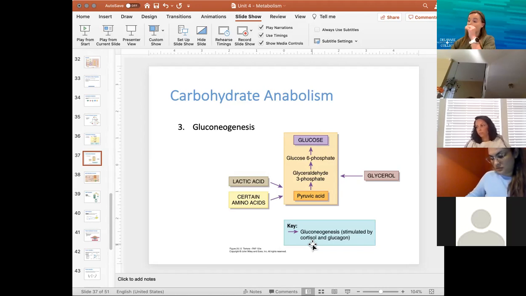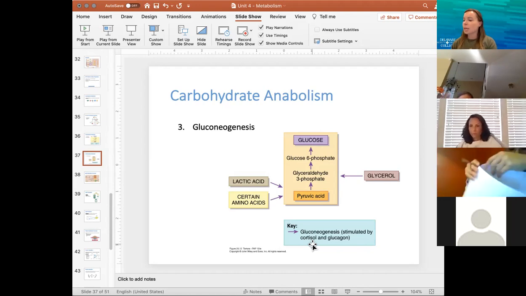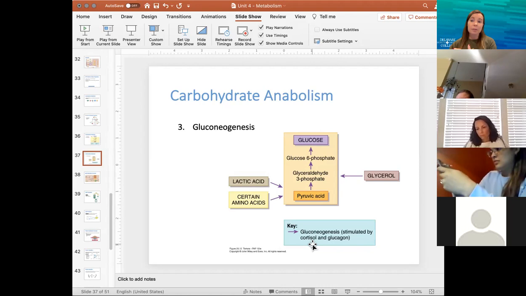I don't really have time to go through everything coming up, but I at least want to go through the definitions related to lipid and protein metabolism. So basically there's catabolism and anabolism for both.